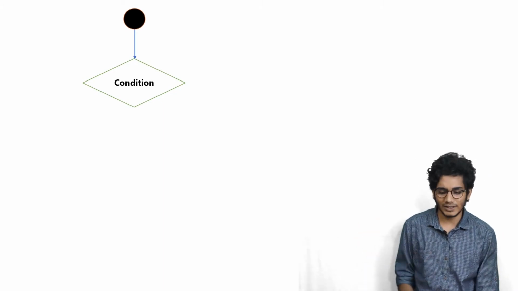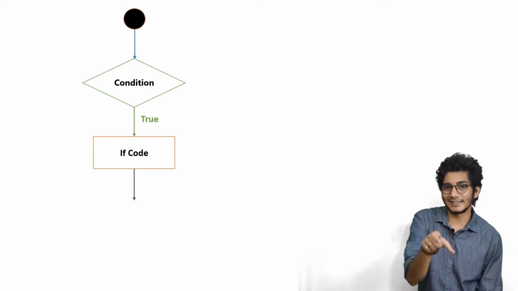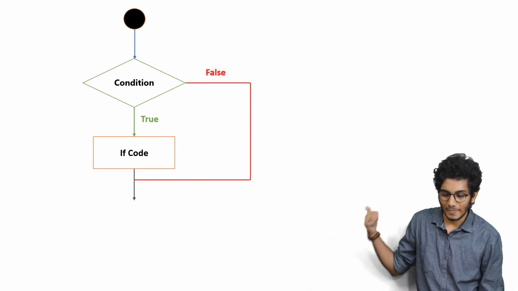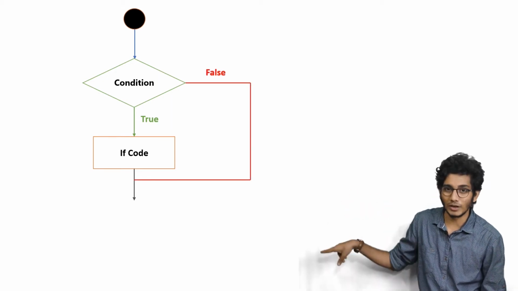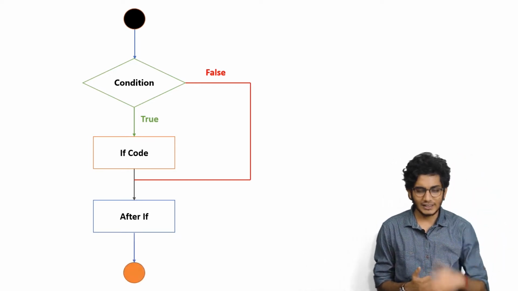Now let's go to the flowchart. If this condition is true, then the if portion will be executed. If your condition is false, then it won't be executed. After that, your code will be terminated. This is how your if works. Suppose A is 10 and B is 20, and you are checking A is less than B within your if statement. If that is true, then it will execute that snippet.